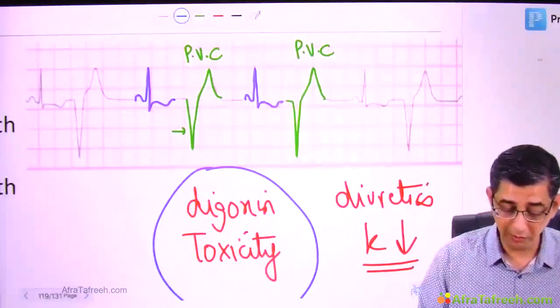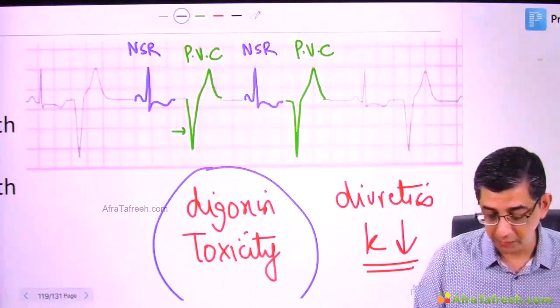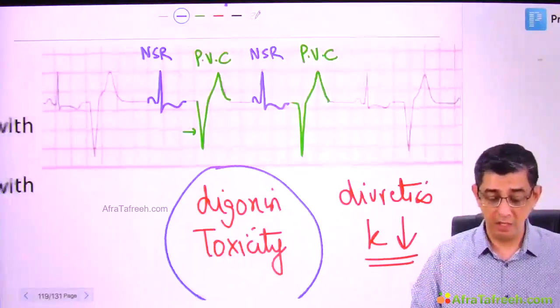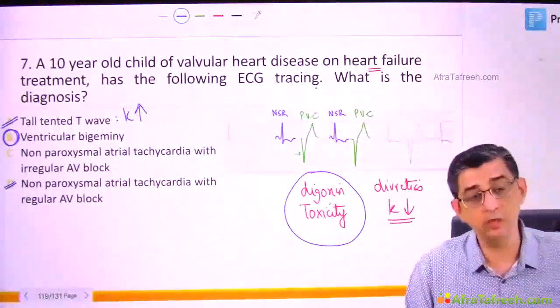So what you are noticing in the ECG of this patient is an alternating normal sinus rhythm and PVC, and this is technically called ventricular bigeminy. The correct answer to this question is option B.